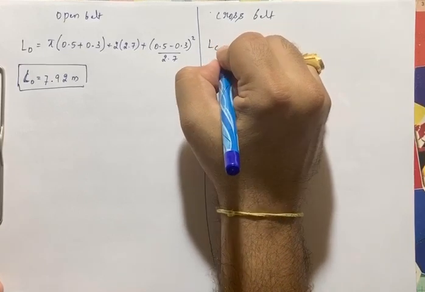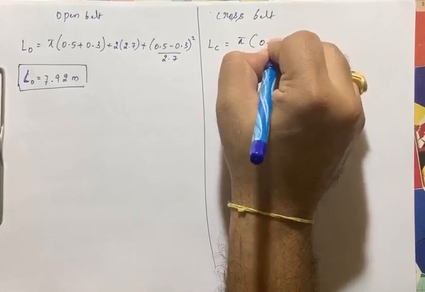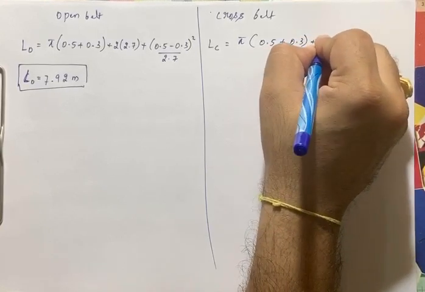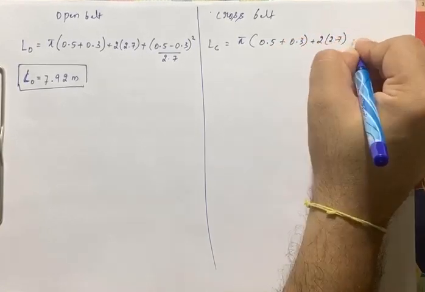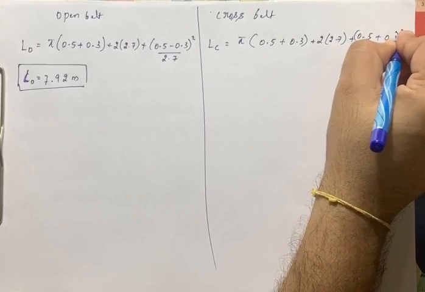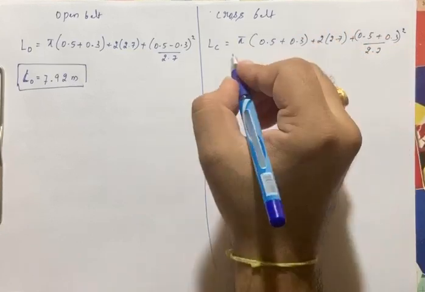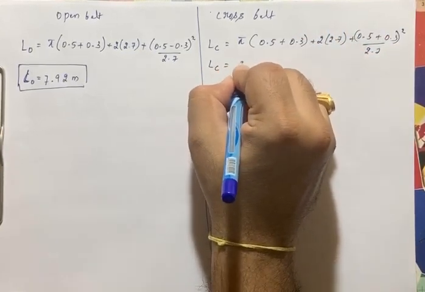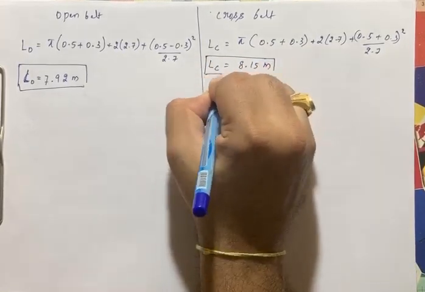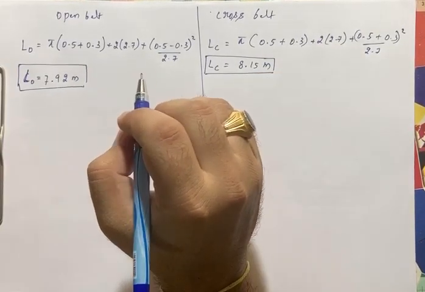Similarly, the length of a cross belt drive is pi into r1, here is 0.5 plus 0.3, plus 2c, 2 times of 2.7, plus r1 is 0.5 plus 0.3 whole square divided by 2.7, right? So in this we get LC, the length of cross belt drive, as 8.15 meter. Always remember, the length of cross belt drive will be larger compared to that of the length of open belt drive for any question here, right?